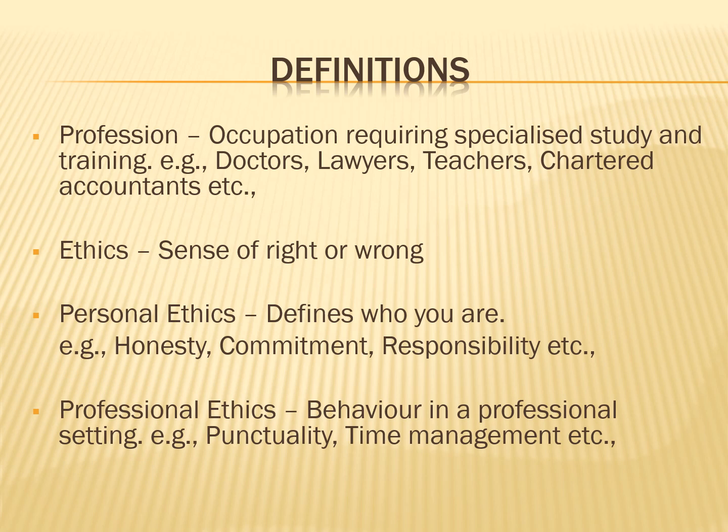Next definition is about ethics. It refers to your sense of what is right or what is wrong. There are two types of ethics: personal ethics and professional ethics. Personal ethics defines who you are as a person. You derive this ethics from your parents, your friends, and family.